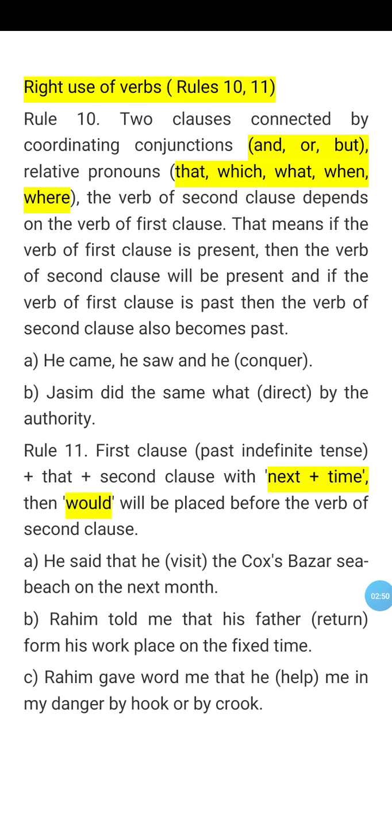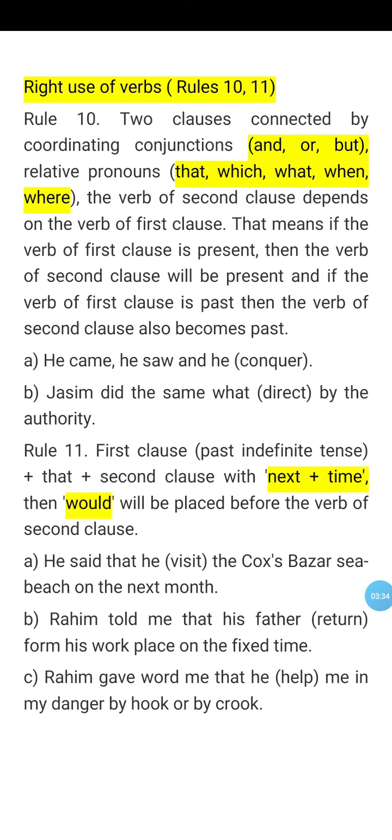For example, he said that he visited the Cox's Bazar sea beach on the next month. Here you find the first clause past tense, he said, and in the second clause there is a phrase of time, on the next month. If you find a phrase of time in the second clause, then you have to use would before the verb of the second clause. In this case the answer will be, he said that he would visit the Cox's Bazar sea beach on the next month.